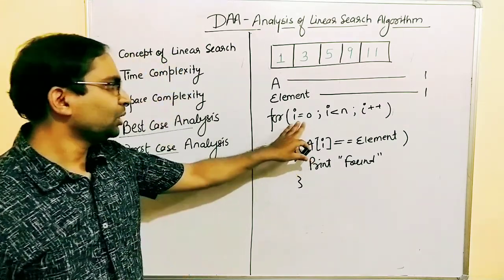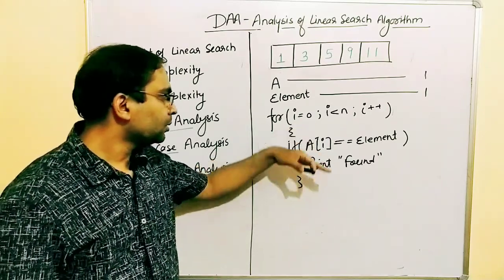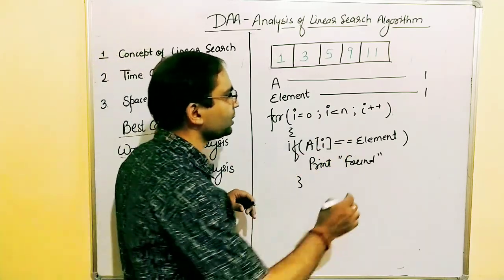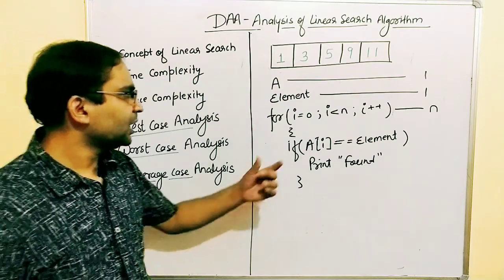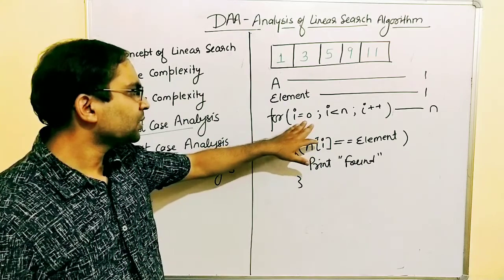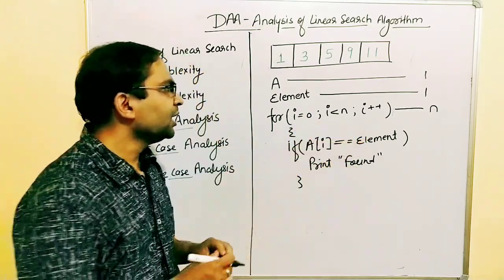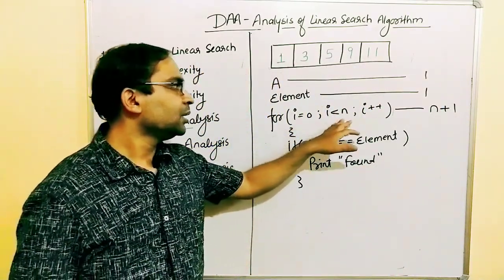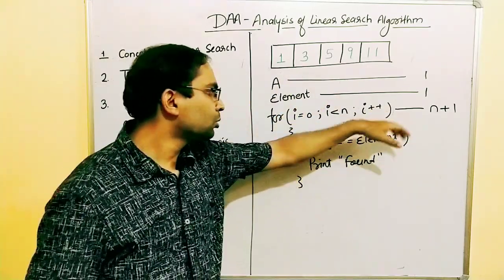Now this is a loop, as we have to do the comparisons. The loop is running from 0 to less than n, so this will execute n times, right? Let's say it will go till n plus 1, because we are going till less than n, but we are actually making one more comparison before going out of the loop.